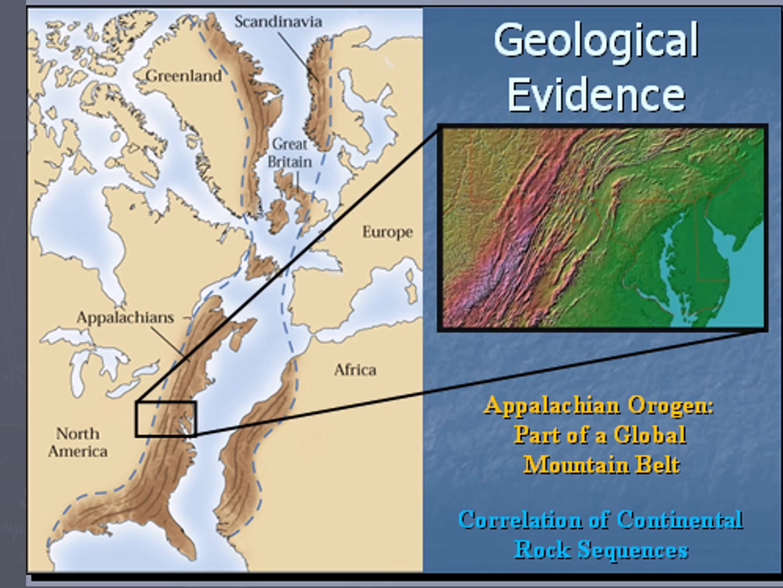Here we are just showing that the Appalachian Mountains in North America match up very well to mountains in Africa. Greenland and Nova Scotia matching up to mountains in Great Britain and Scandinavia. And then over on the right, that is, of course, a satellite image of the Appalachian Mountains. And you see the Chesapeake Bay in there just to give you an idea of where you're looking at.